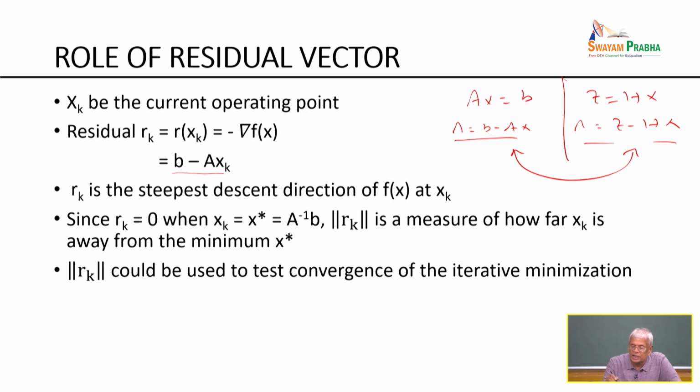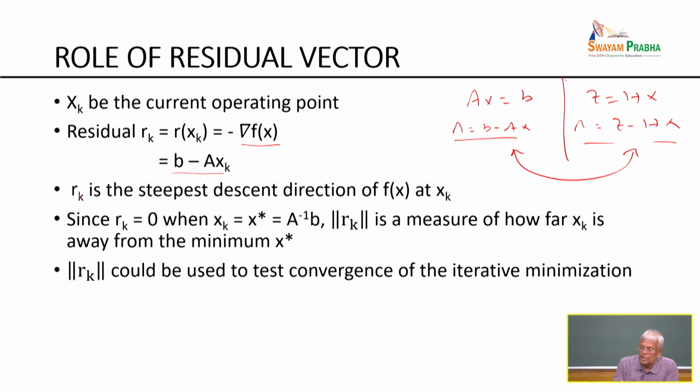So, b minus Ax is the negative of the gradient. So, the residual has the automatic interpretation of the negative gradient, which is the steepest descent direction. In the case of least squares, the residual told you the difference between the left hand side and the right hand side. In this case, the residual tells you how far we are away from the minimum, and it also tells you the steepest descent direction. So, the residual has a dual role here. The residual is the steepest descent direction of f of x at xk.